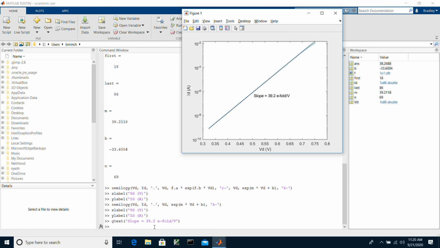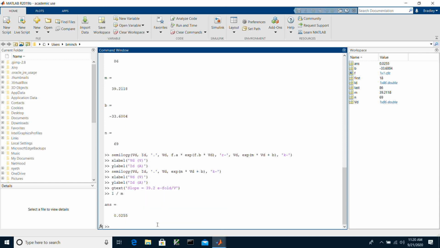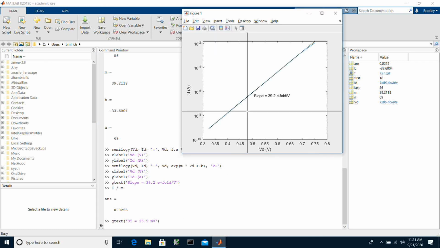Or what may be even better, since the model for the ideal diode equation has V over this parameter called the thermal voltage U sub T, we would get that related to m as 1 over m, so 1 over m, 25.5 millivolts. I could go gtext UT equals 25.5 millivolts. Something like that.